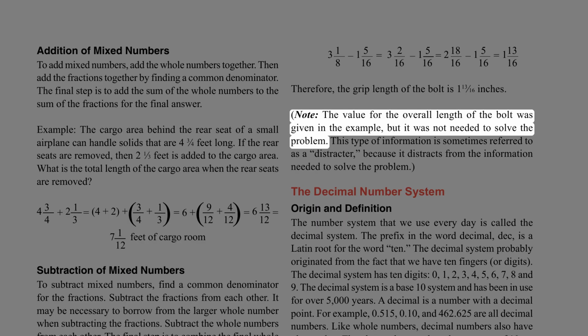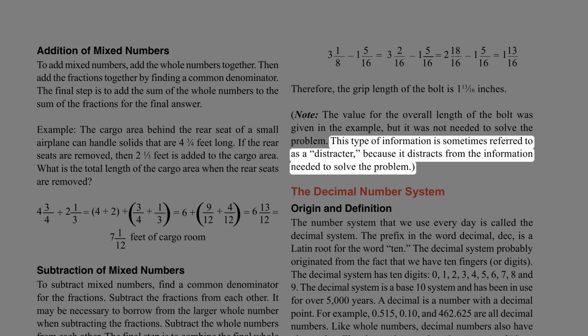Note: the value for the overall length of the bolt was given in the example, but it was not needed to solve the problem. This type of information is sometimes referred to as a distractor, because it distracts from the information needed to solve the problem.